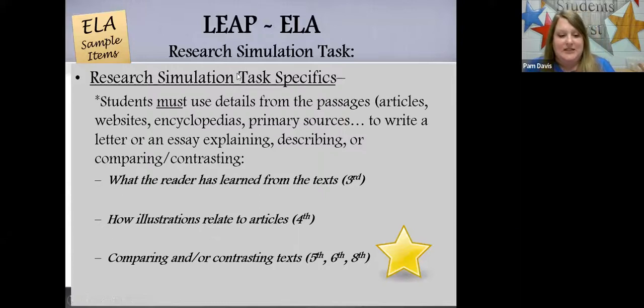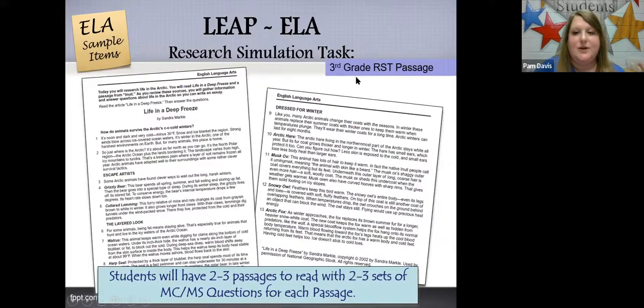There's several different tasks. One task, the first one is a research simulation task. They must use details from the passages to write a letter or an essay explaining, describing, or comparing and contrasting. And here are some possible options in the different grade levels. This is a third grade example of research simulation task. Students will have 2 to 3 passages to read with 2 to 3 sets of multiple choice or the multiple select questions for each passage.